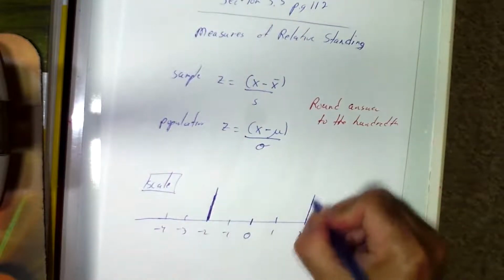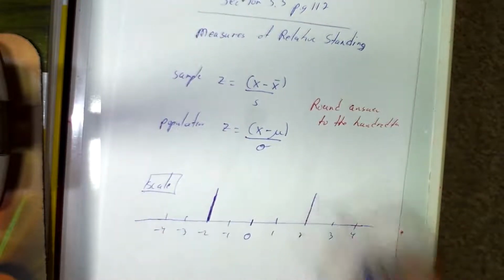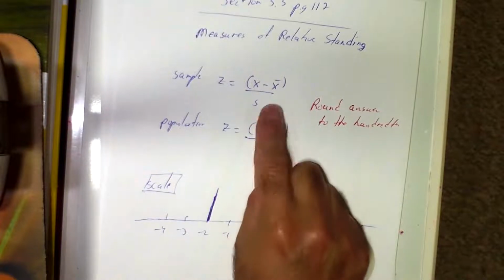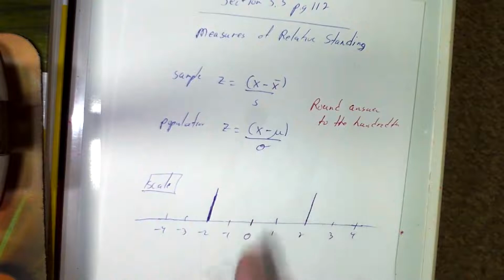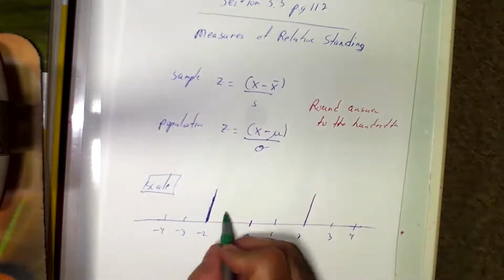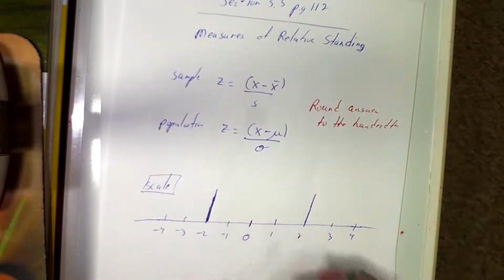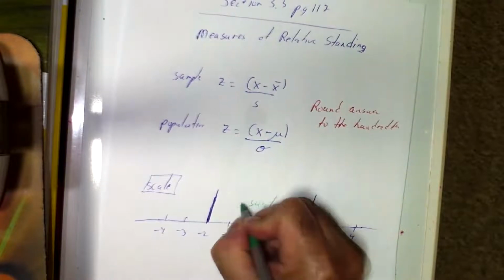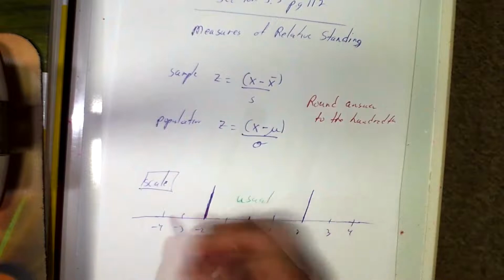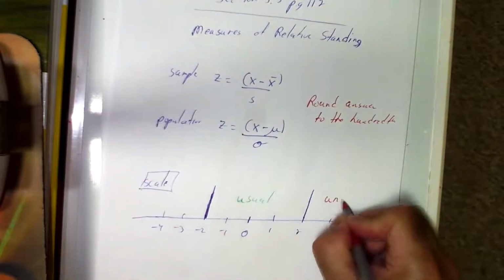It's kind of like the material that we covered at the end of 3.2, where we did the range rule of thumb, the usual and unusual. But this time you are dealing with either one of those two formulas. Whatever number you get, you're going to plot it. If the value of z falls between -2 and +2, we say it is usual. If it falls above 2 or below -2, we say that it is unusual.